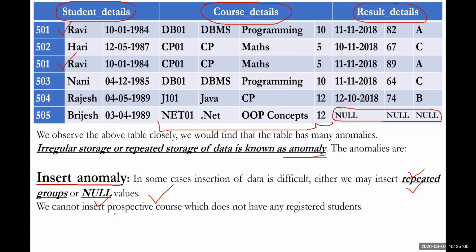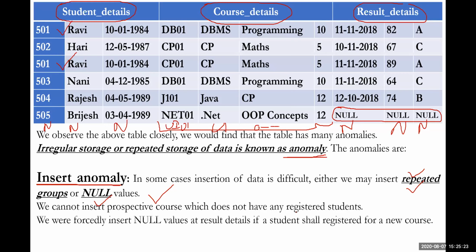If you want to enter only course details, you are forced to enter null here, null here, null here, and also null here, null here, and here also null. Therefore you have to enter UI 01. User interface technologies require some OOPS concepts, something like this. Such things are supposed to be taken into consideration, and sometimes you may be forced to enter some null values here. Because of these reasons, insertion anomalies will be available.